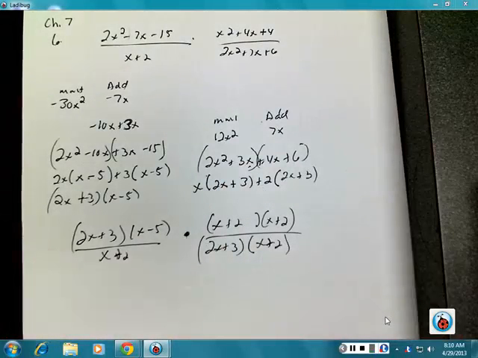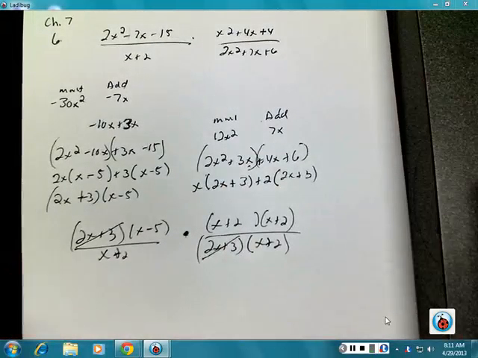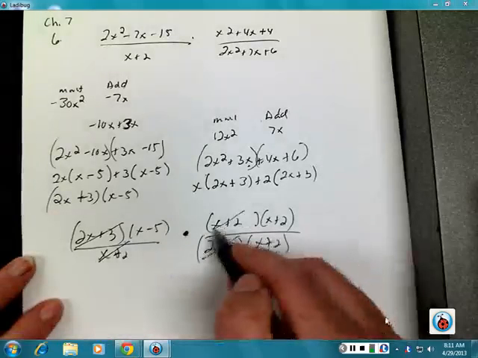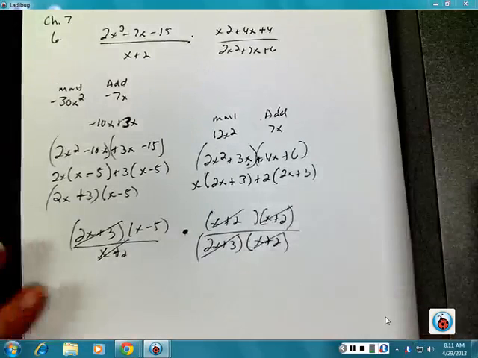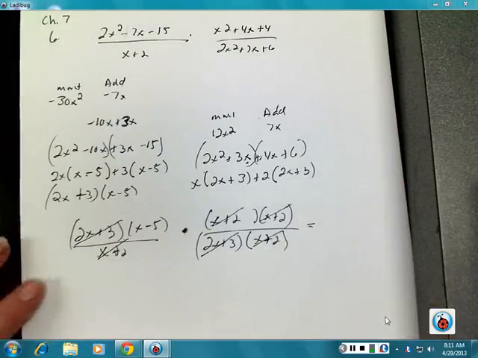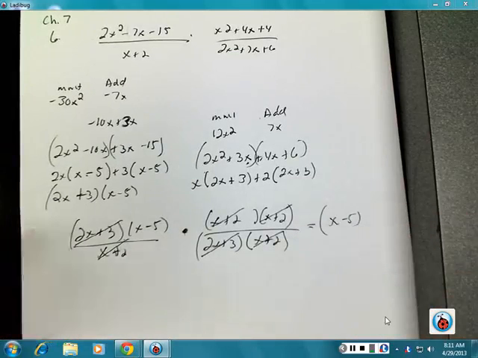So I need to see what I can cancel. Well, 2x plus 3's cancel. We okay so far? Okay. x plus 2 and x plus 2 cancel. Another x plus 2 and another x plus 2 cancel. So the only thing this whole problem has left in it is x minus 5. Okay? So that's the only piece that's in there. So you get x minus 5. All right. Anything else in Chapter 7?